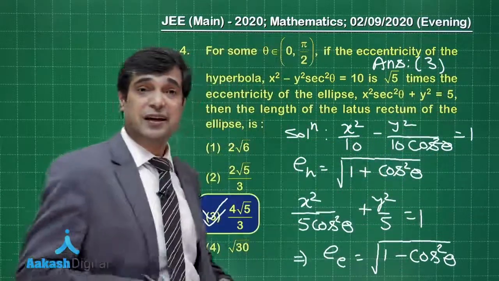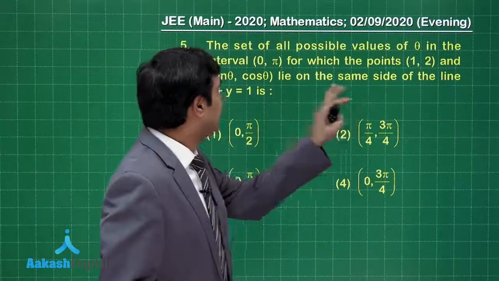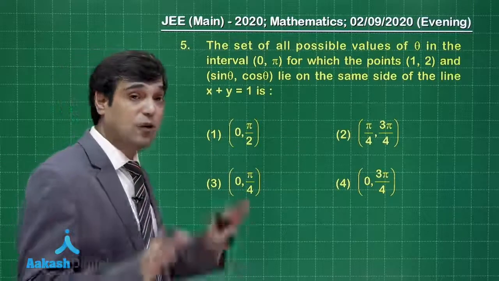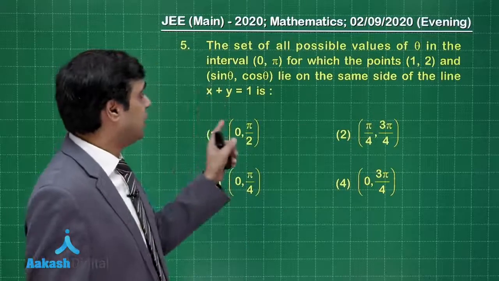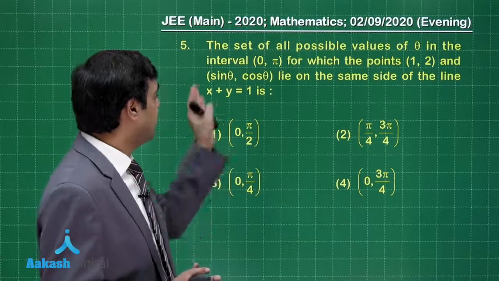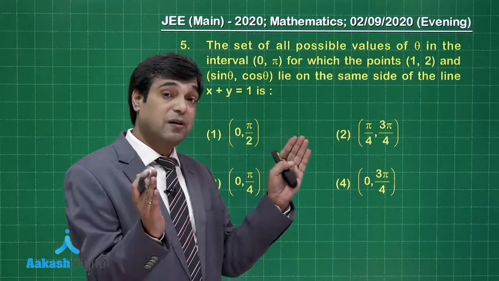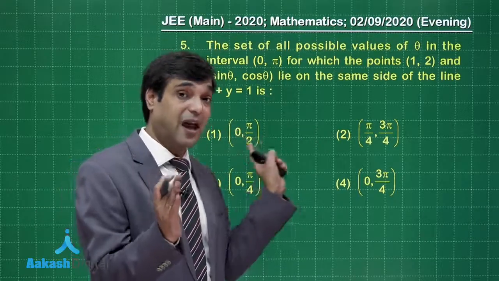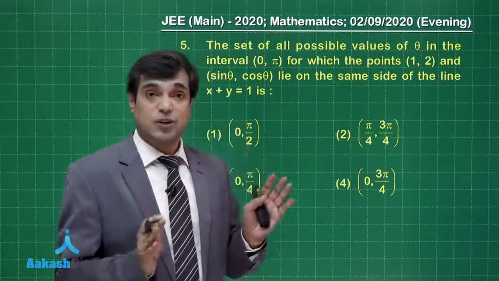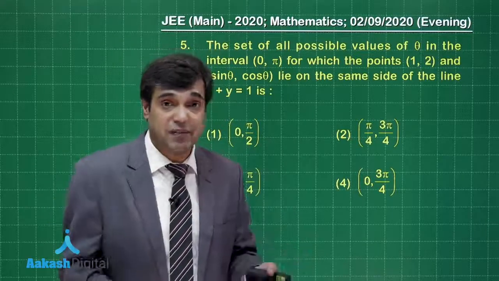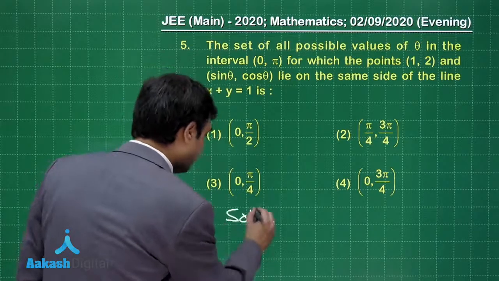So I'm sure this is clear. Let's move on to the another question. The set of all possible values of theta in the interval 0 to pi, open from both ends, for which the points 1, 2 and sine theta, cos theta lie on the same side of the given line. 2 points are lying on the same side. That means when you put the points in line, you will be getting expression as greater than 0. Both are on the same side, so either both will give positive or both will give negative. So the product will definitely be positive. So yes, the question is clear here.